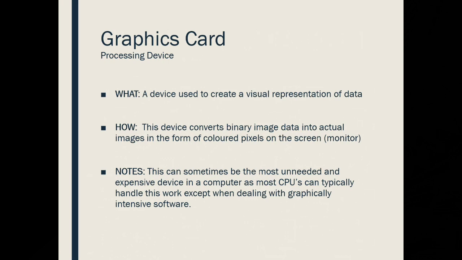And then we have the graphics card. This is another processing device. It's just like a CPU. Sometimes it's actually called the graphical processing unit, or GPU. Now the graphics card's sole purpose is to do the exact same thing that a CPU does, math. But it only deals with image data, videos and still images and whatnot. So it's used to create a visual representation of data. When it sees ones and zeros, it's trying to interpret it as an image of some kind. It's trying to work out how it should color each pixel on the screen. So this one converts binary image data into actual images in the form of colored pixels, and then it sends that data off to our monitor, and the monitor then displays it appropriately.